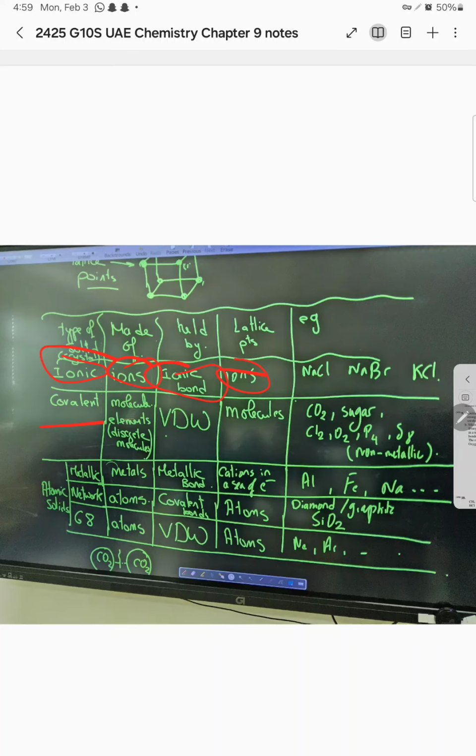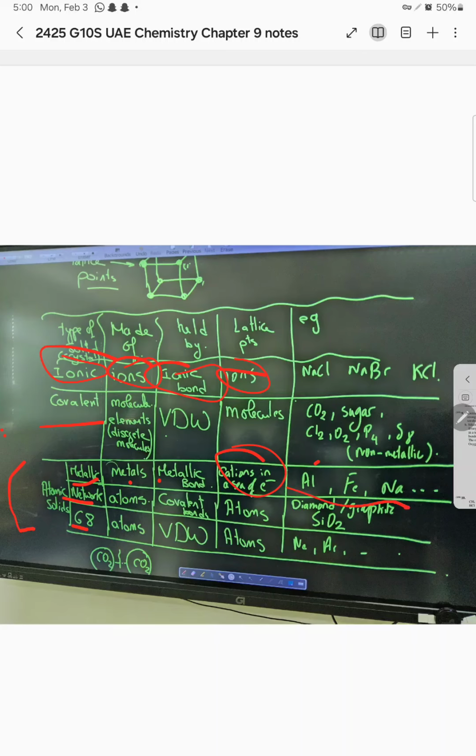Covalent, they're molecular elements, so discrete molecules, you can call them both. They're held by VDW forces, and at your lattice point you find molecules. So their basic unit is molecules, practically, and these are a lot of examples. Now atomic solids, you have three types. You have metallic, you have network, and you have group 8. Metallic are metals. They're held by metallic bonds, and they're cations in a sea of delocalized electrons. And of course, you know your examples.